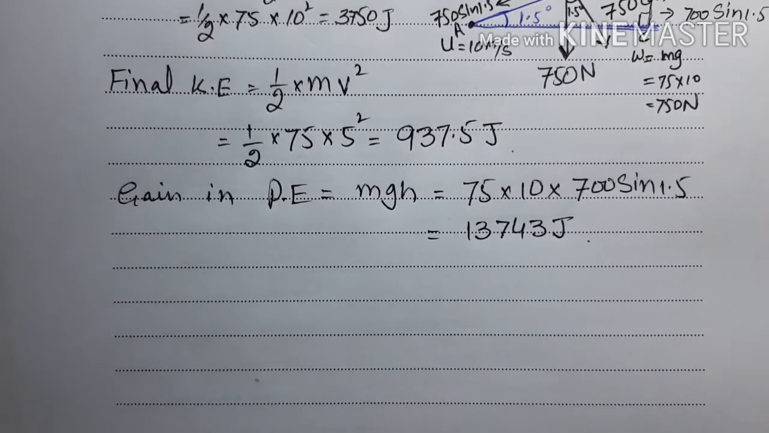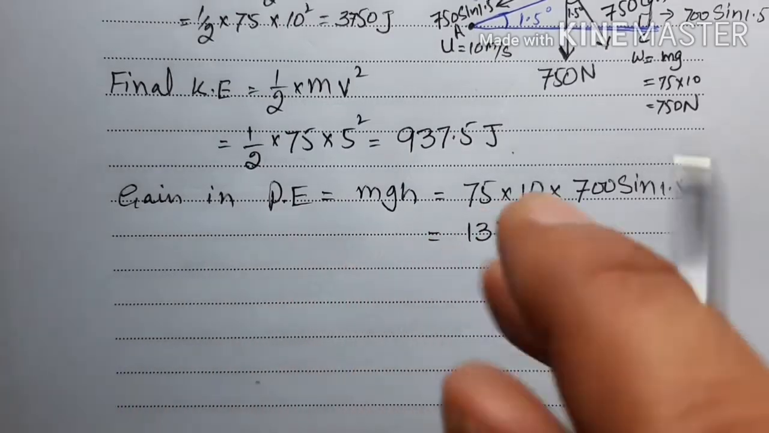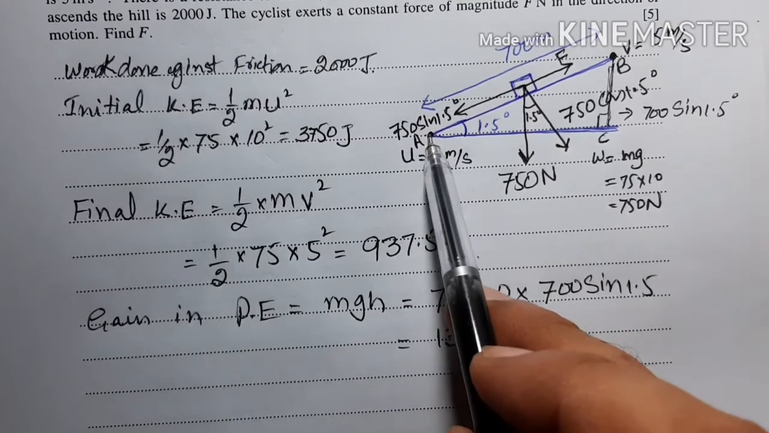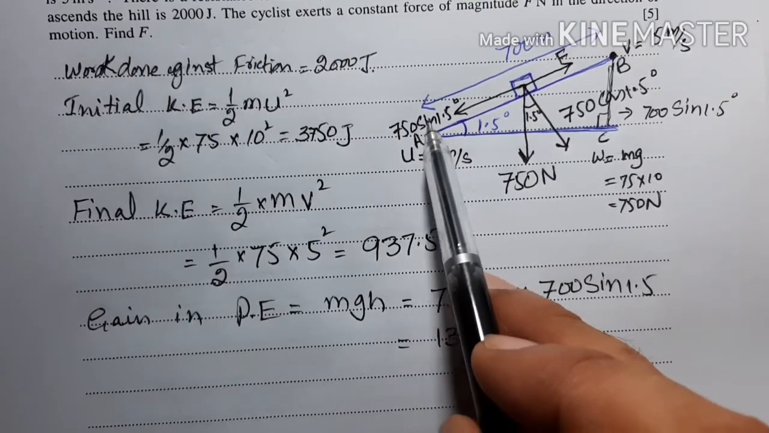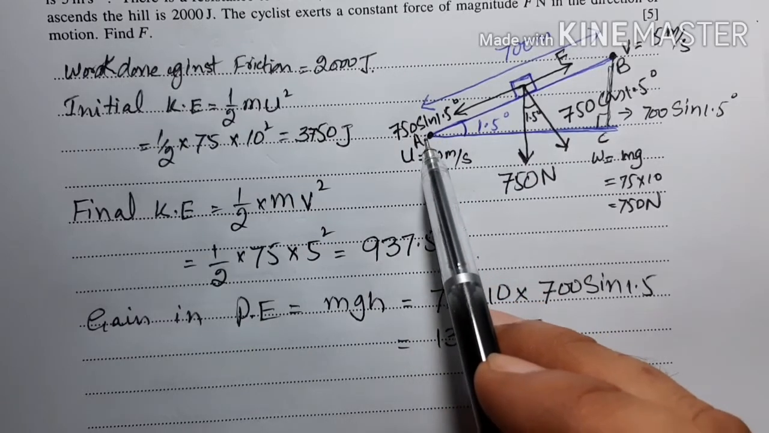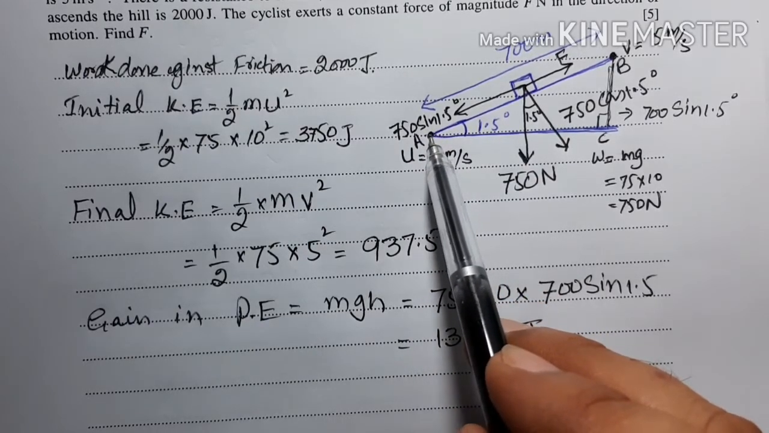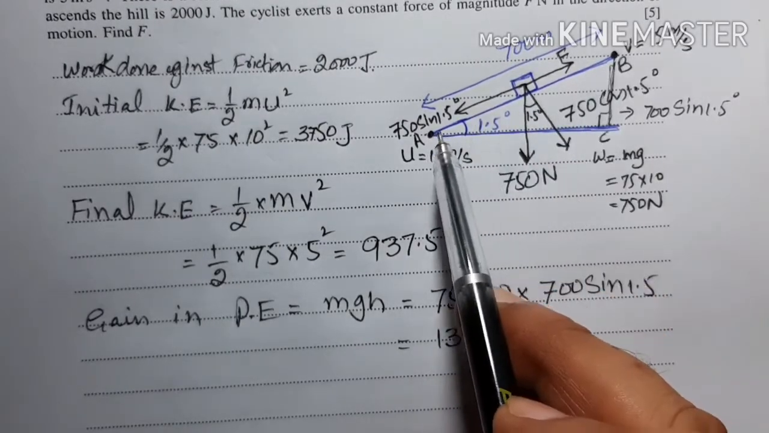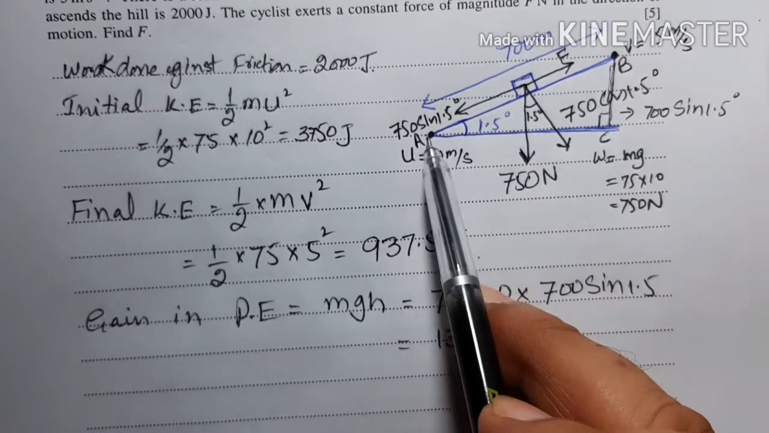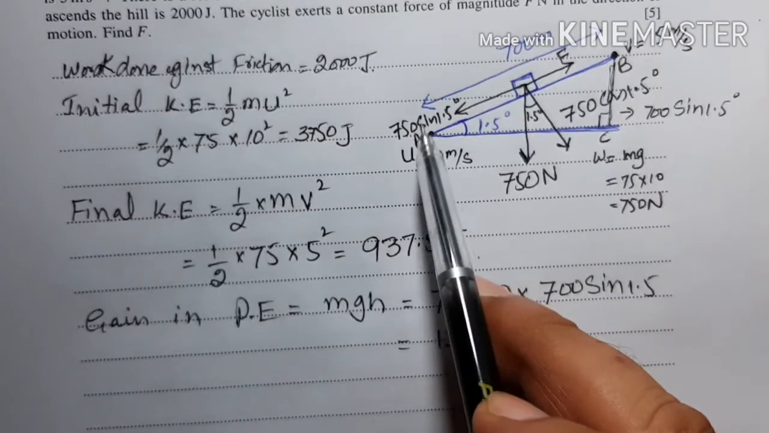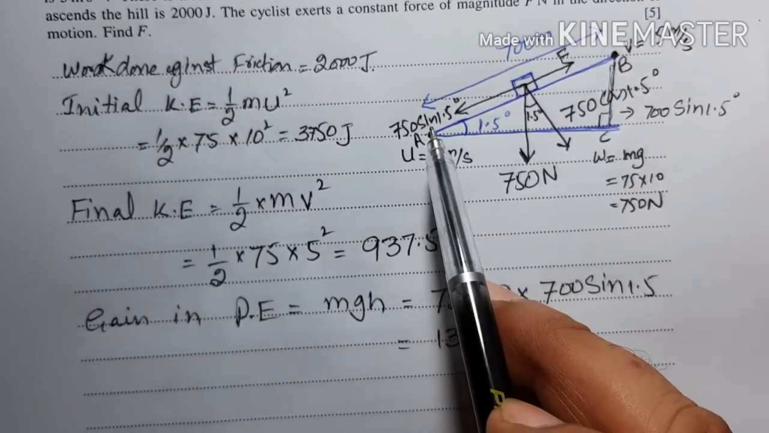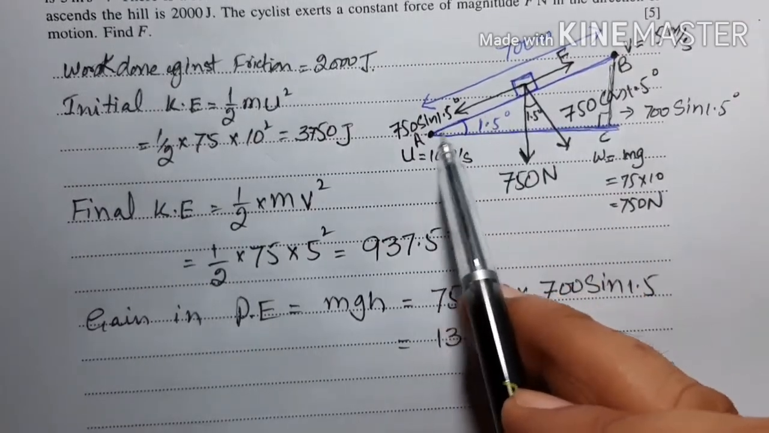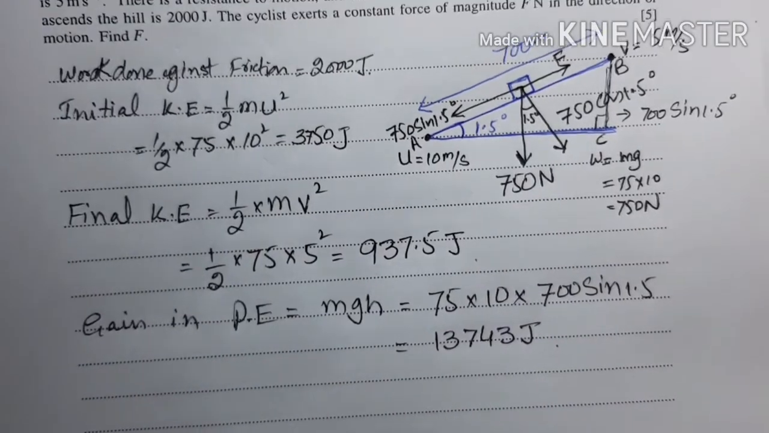Now you should look at this diagram carefully. At this point A, the cyclist already got kinetic energy. And the second thing, the cyclist starts applying force upwards. So it means the cyclist starts doing work from point A till point B. So at this point, the cyclist got initial kinetic energy plus started working from this point. So there are two things at this point. What are those two things?